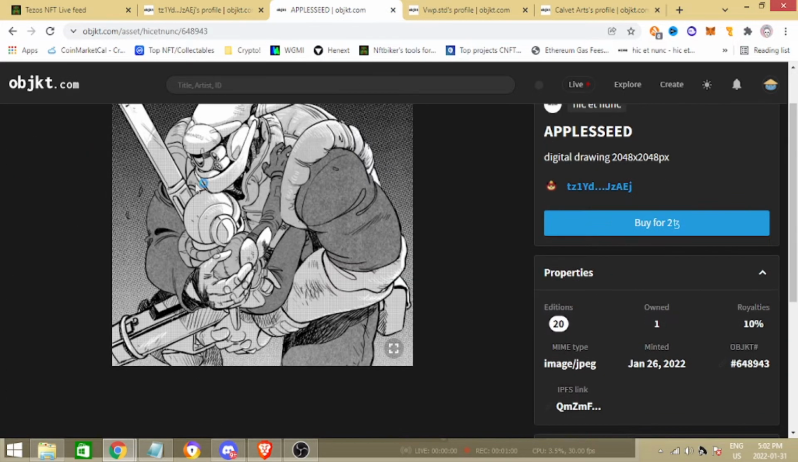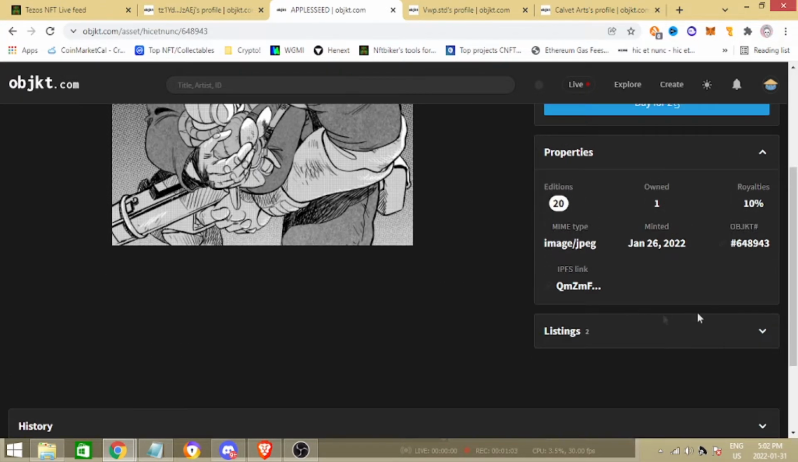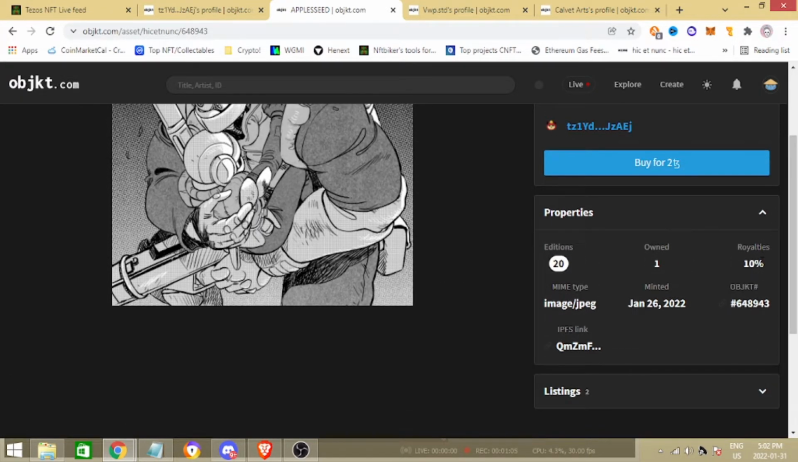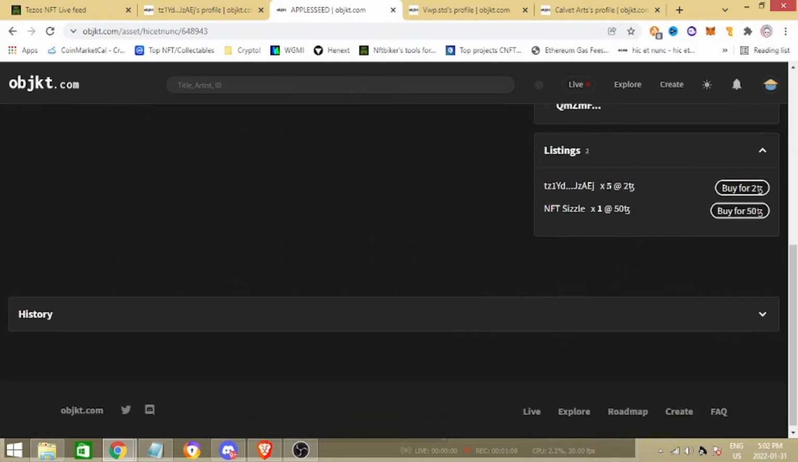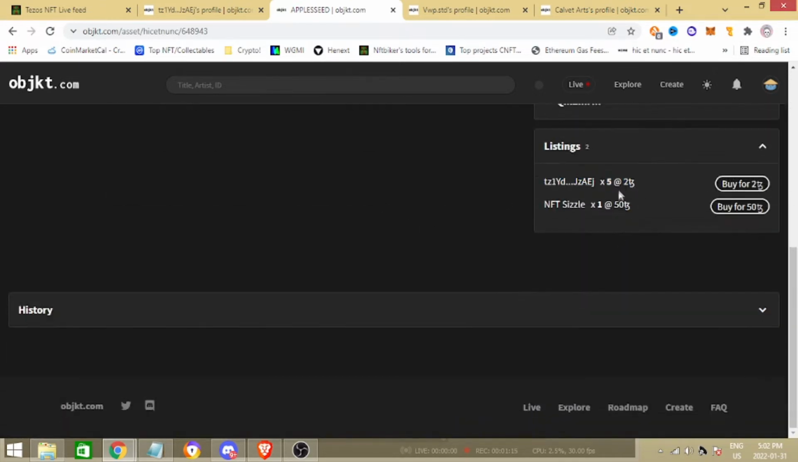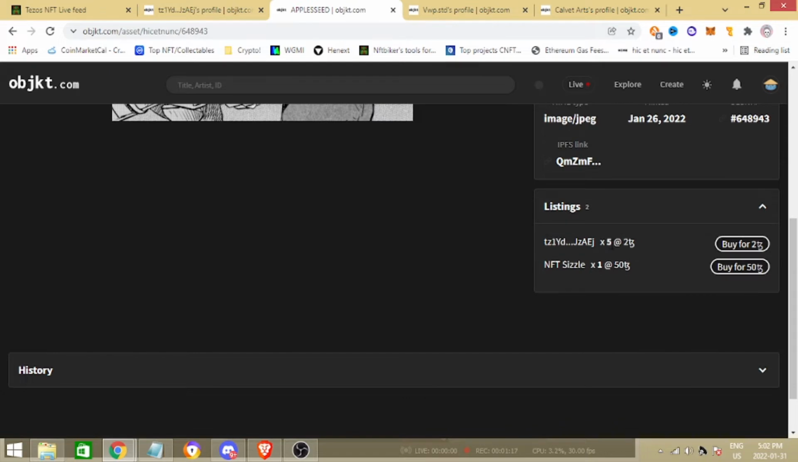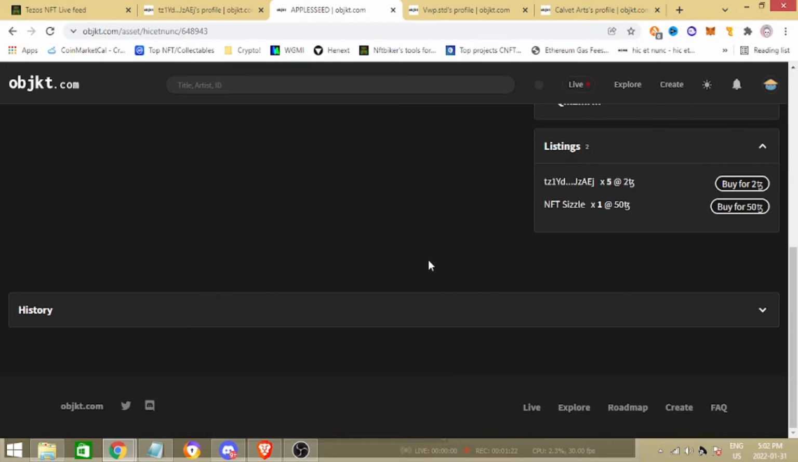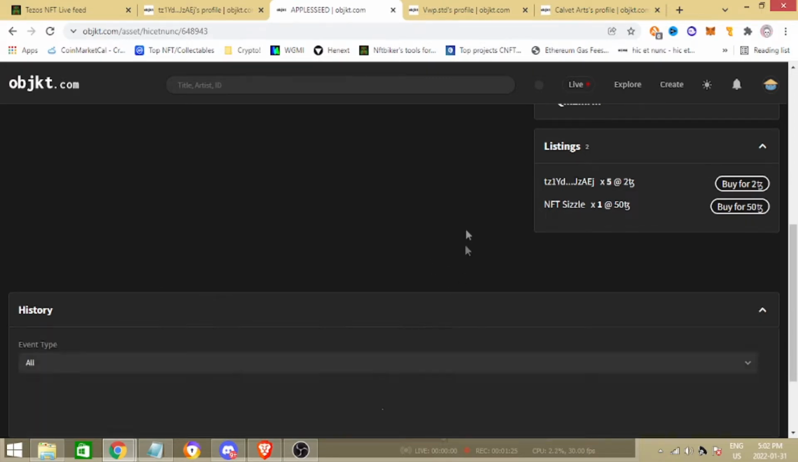I went ahead, I did purchase one of these for 2 TEZ. Sometimes I like the 10% there. Sometimes I like to wait until there's a little less. There's still 5 available from the creator. So sometimes I like to wait until there's maybe only 2 left, or 3 or 1, something like that, and scoop those up, because that's when there's kind of more momentum, I've found in the past.